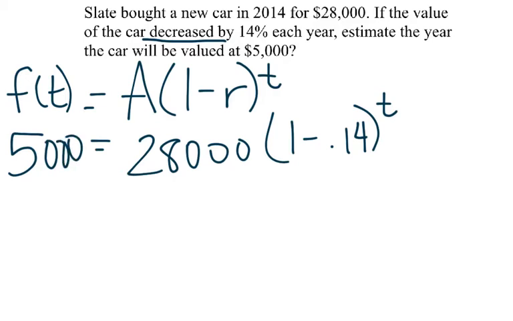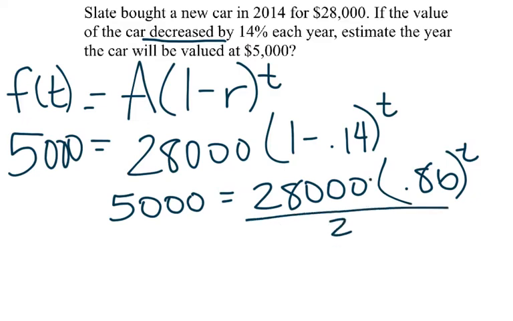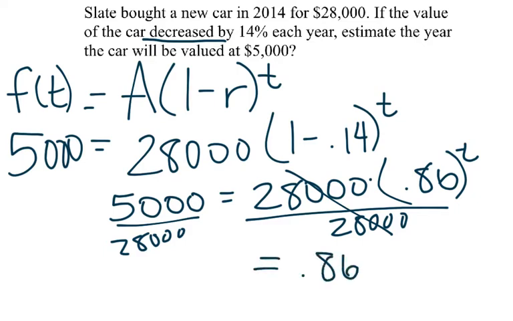So the first thing we're going to do is I'm going to clean this up just a little bit. So we've got 5,000 equals 28,000, and I'm just going to go ahead and do 1 minus 0.14, which is 0.86. So you can see what we're doing. Okay, so I'm going to get rid of the 28,000. It's being multiplied, so I'm going to divide by 28,000 on both sides. That cancels out. And I'm going to use a lot of decimal places. You can use some more, even if you wanted to.